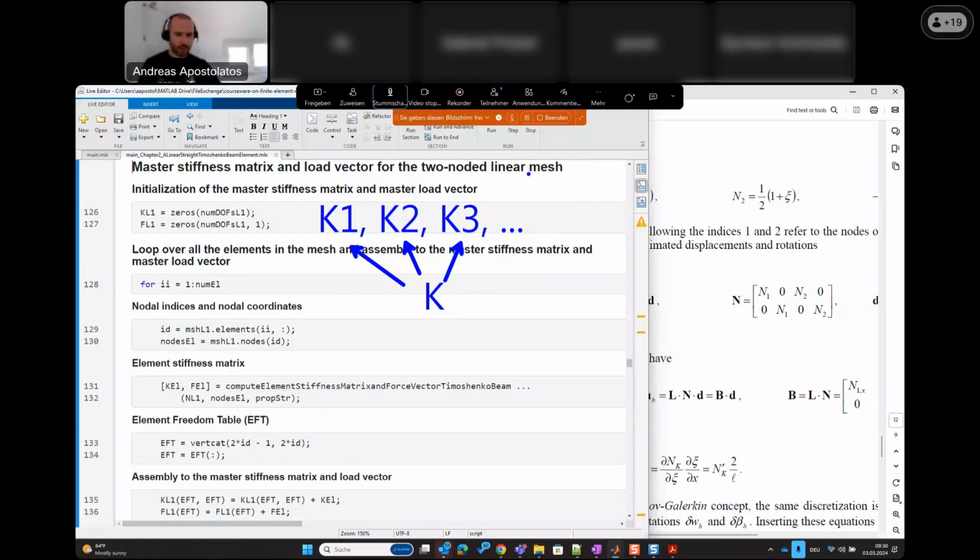So assembly is the right word, of course. We need to assemble the global stiffness matrix. But how do we do the assembly? That's what is interesting here. We need to transform it. Thank you, Zach. Transform it. Could you please elaborate a little bit more on that? What do you mean by transform it?